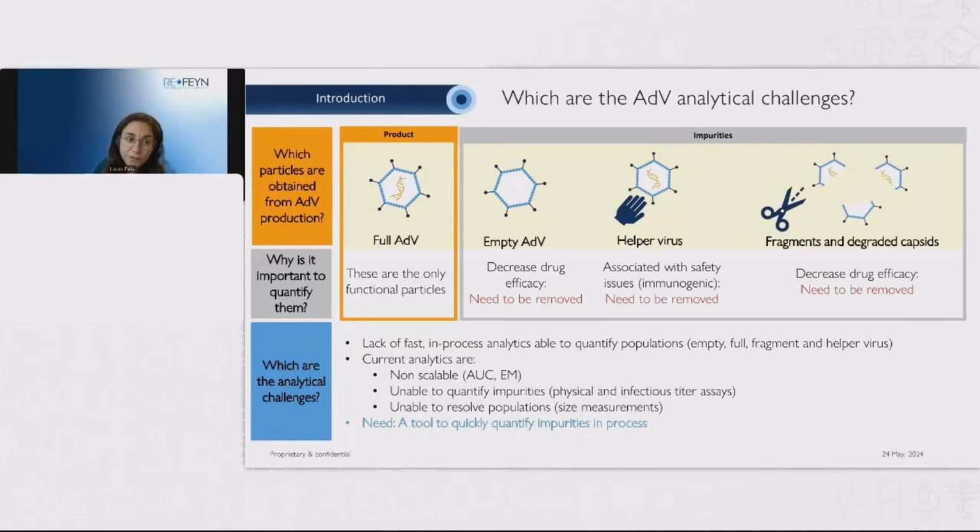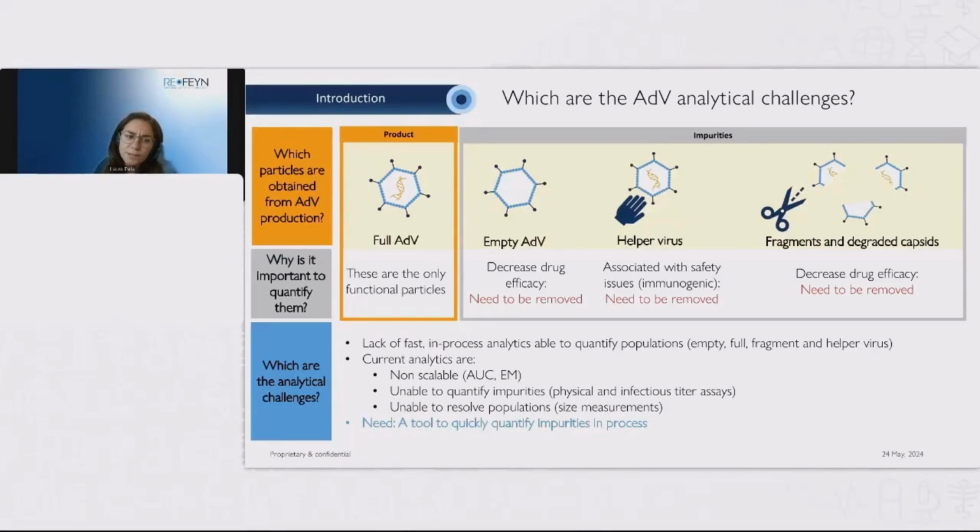When making adenoviruses, there are a series of particles, impurities, that are made together with the desired product. The desired product is the full adenovirus, which are the only functional particles in there. And then you have a series of impurities that ideally should be removed. So you have empty adenoviruses, which decrease the drug efficacy, presence often of helper virus, which is associated with safety issues because it's immunogenic, so should definitely be removed, and a series of fragments and degraded capsids, which also decrease the drug efficacy. And that's why it's really important to quantify them so that they can be removed in the process.